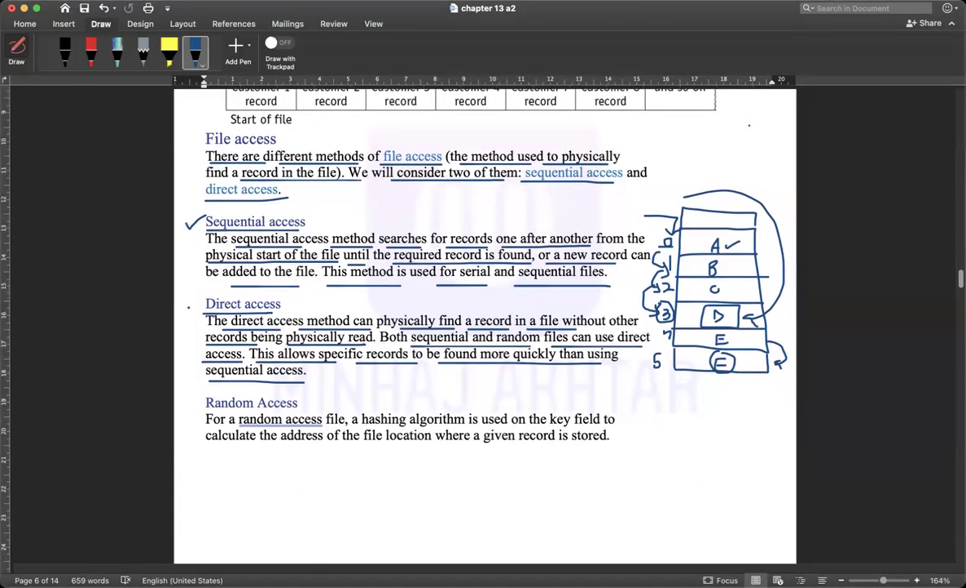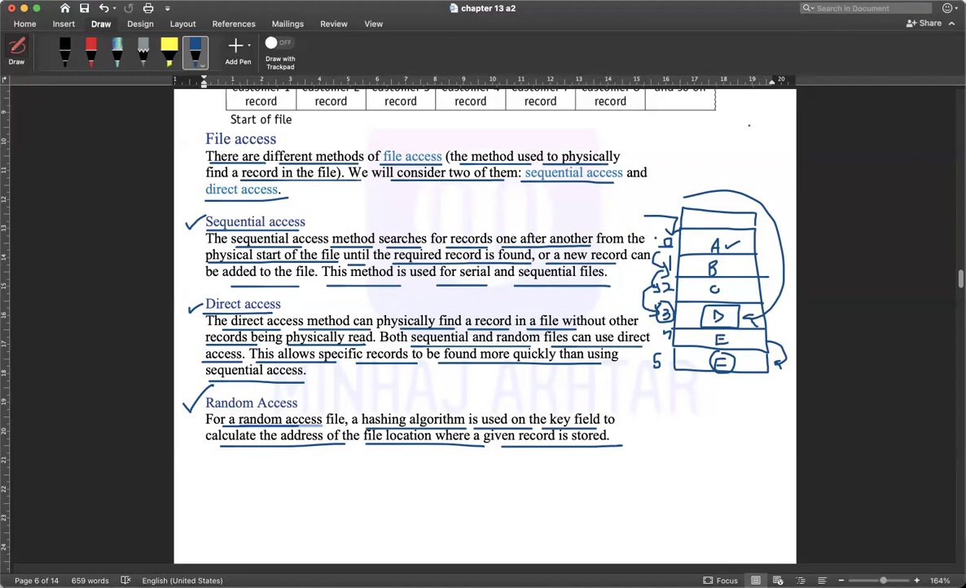There's one more thing, guys, called random access. For a random access file, a hashing algorithm is used on the key field to calculate the address of the file location where a given record is stored. So yes, there is a proper algorithm in order to locate the address of the file.